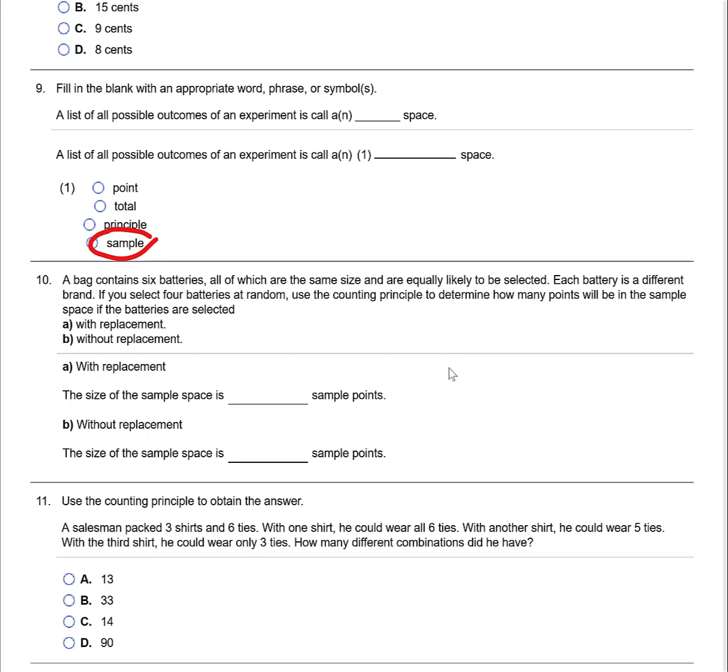So if we're going to replace them each time, we're going to pick 1 out of 6 each time. Then the first time we have 6 to pick from, and we're going to pick 4 of them and we're replacing. So this is going to be 6 to the 4th, which is 1,296. Now, if we don't replace after each draw, it's going to be 6 times 5 times 4 times 3, and we only have 360 different outcomes.